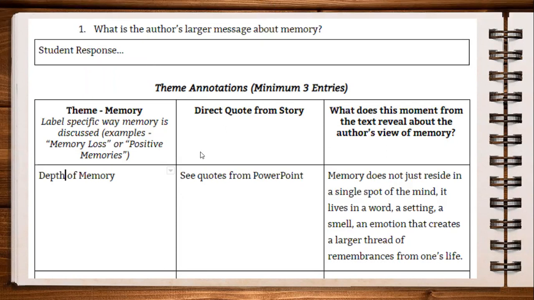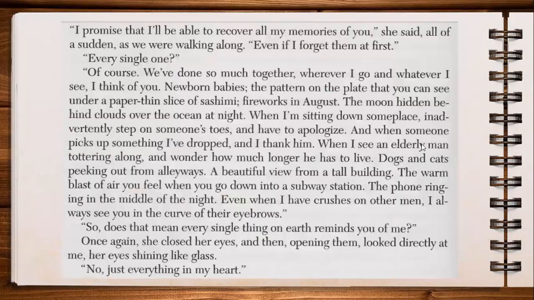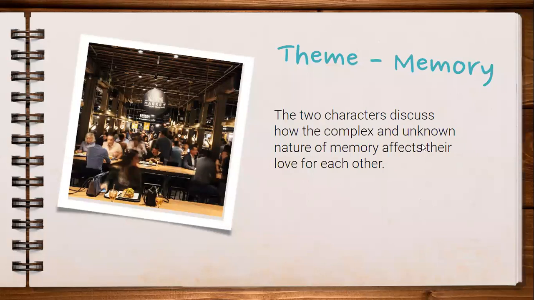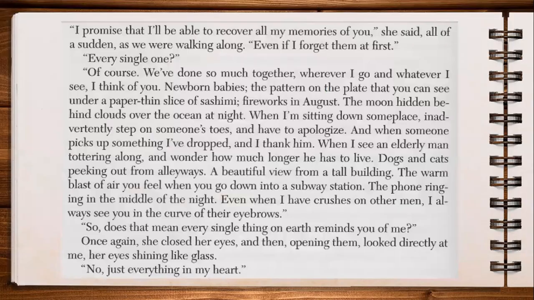But then what we wanted you to do was to come up with a theme, a label specific to the way memory is discussed. One could be memory loss, positive memories, negative memories. The one we chose was depth of memory. And we're going to show you a quote from the story, and then answer the question, what does this moment from the text reveal about the author's view of memory? So let's take a look. Let's remind ourselves that our larger message is that the two characters discuss how the complex and unknown nature of memory affects their love for each other. And let's take a look at this quote.